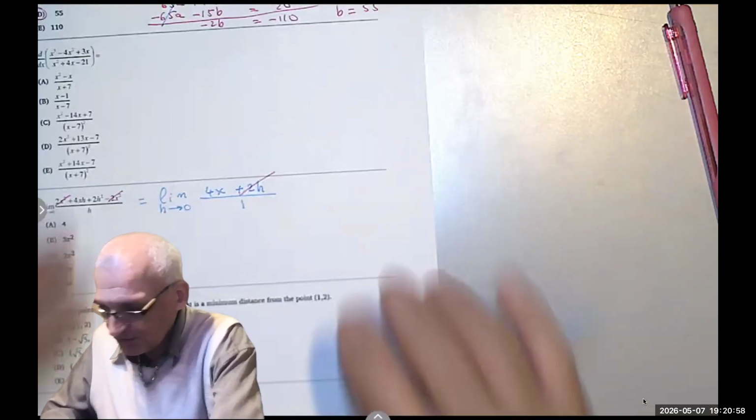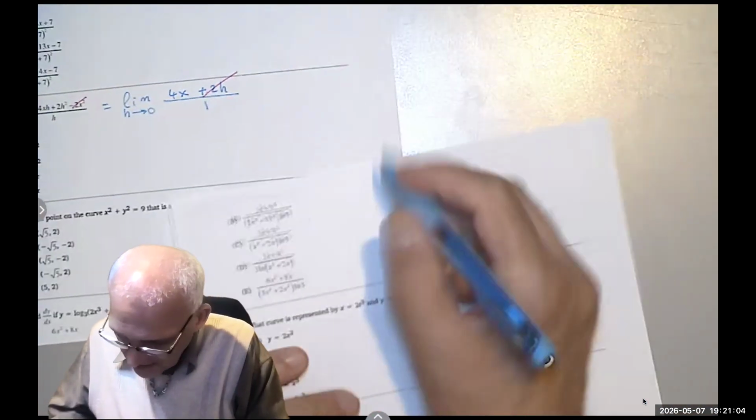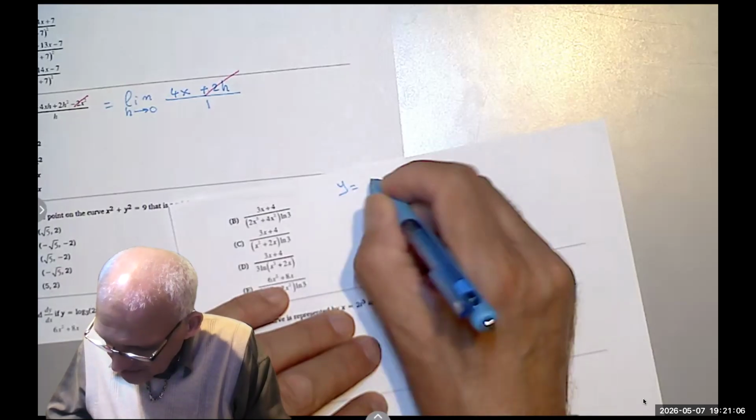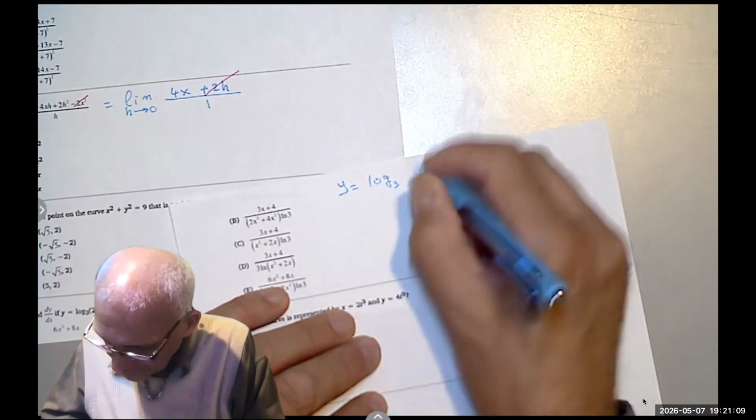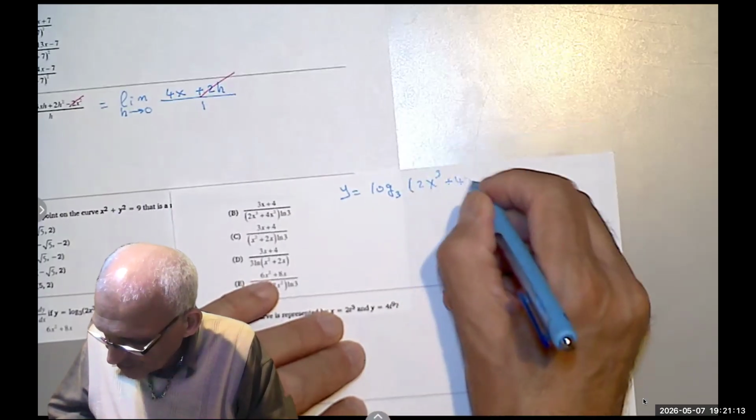Number 13. Oh, it printed on 2 pages. Sorry, guys. Okay, it doesn't matter. Let's calculate that. They tell you y equals log to the base 3 of 2x cubed plus 4x squared.